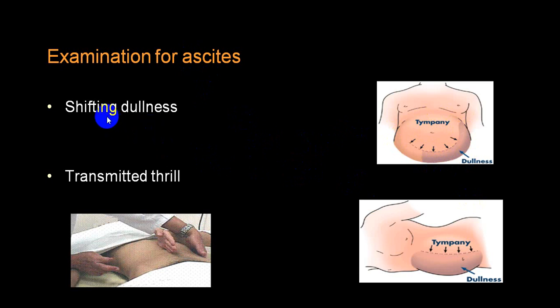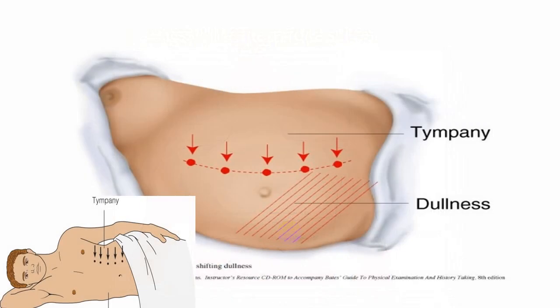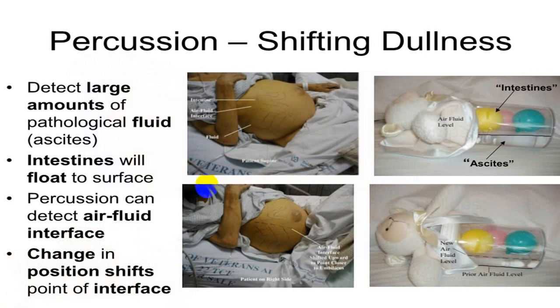And while demonstrating shifting dullness, you can demonstrate also fluid thrill. For a fluid thrill, you will require one person to put the hand in the center and you can demonstrate transmitted thrill, or we call it transmitted fluid thrill. So these will be the three classical signs in a case of a tense ascites or adequate quantity of free fluid in abdomen.